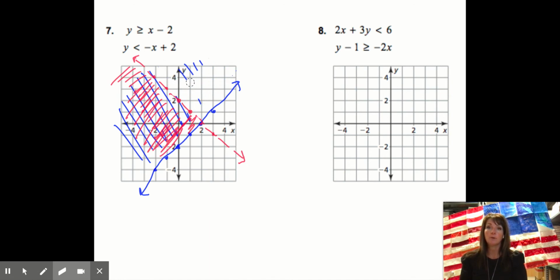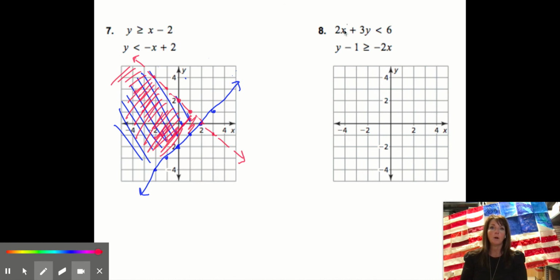So you might want to do that, especially if you're just using a pencil and you haven't used 2 different colors. Then I would want to grab a point, any point, which we already checked 0, 0, and we know that it's true for both. So we can say that we're done. So go ahead and pause the video and work out number 8. Of course, you will have to put it in slope-intercept form before you move on. So go ahead and do that.